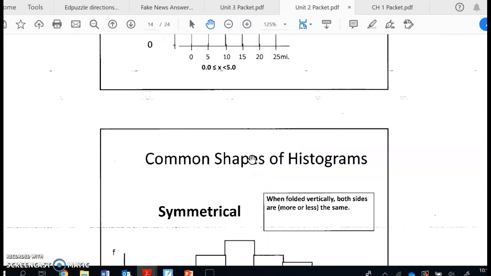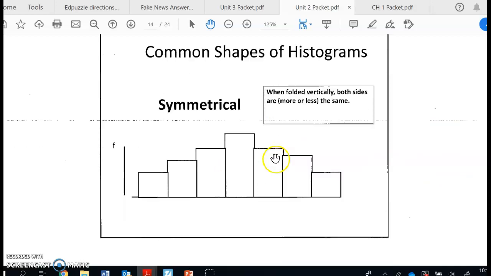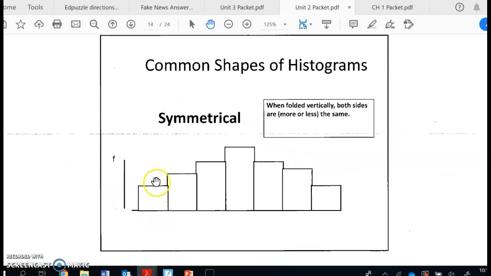Now we need to talk about the shapes of our histograms. So one of the reasons we make histograms is so we can display data and we can make comparisons and analyze things. So some common shapes, the ones that we're going to deal with in our class, you have symmetrical. So that means it's even on both sides and it's taller in the middle. Kind of looks like a bell curve a little bit. Okay?